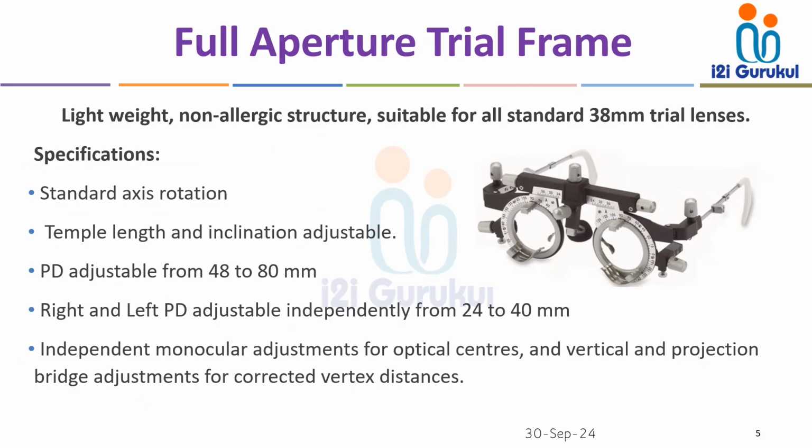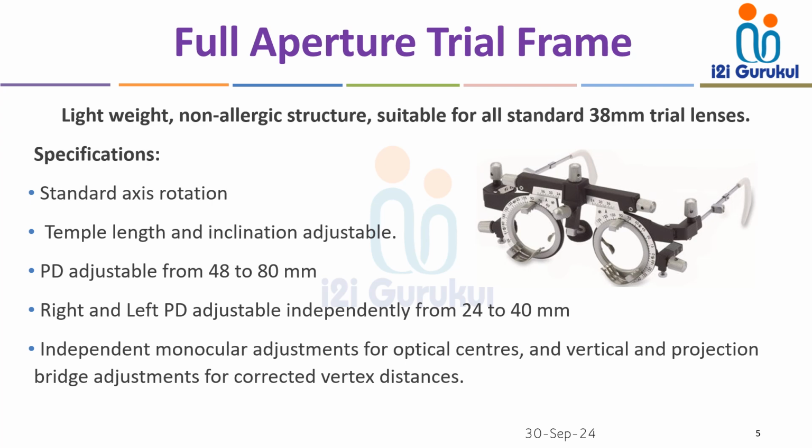Moving towards the full aperture trial frame. This is a lightweight and non-allergic structure suitable for all standard 38mm trial lenses, and it has standard axis rotation and temple length. Inclination adjustable options are available in this frame, and the interpupillary distance can be adjusted from 48mm to 80mm.